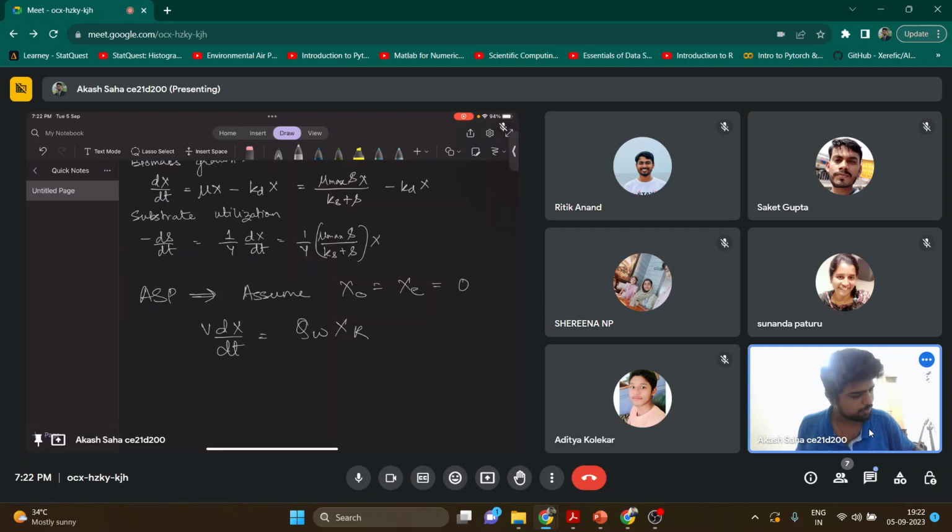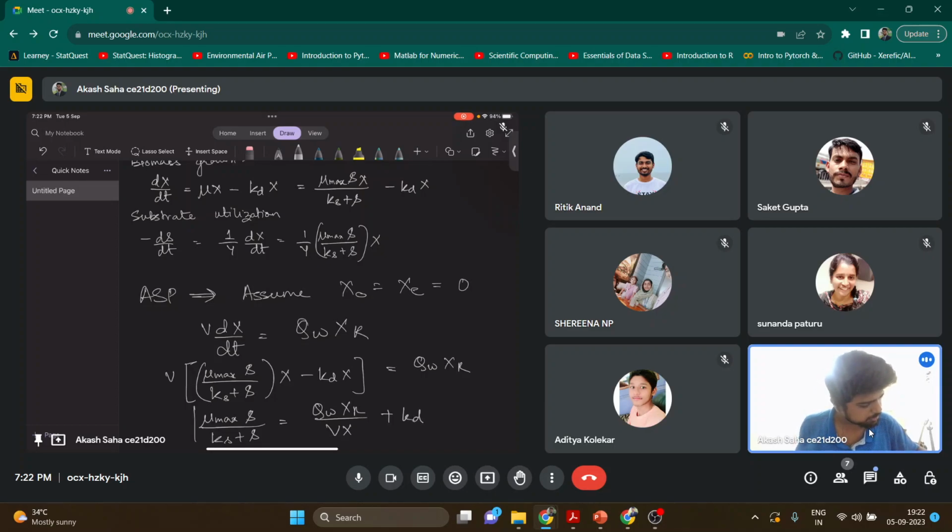Again, we will substitute my dX by dt because we have previously found out what dX by dt is. So it will be V into mu max S by Ks plus S into X minus Kd X is equal to my Qw into Xr. So my mu max S by Ks plus S will be equal to Qw Xr by V X plus Kd. I am just rearranging the terms. So this is my equation 2.